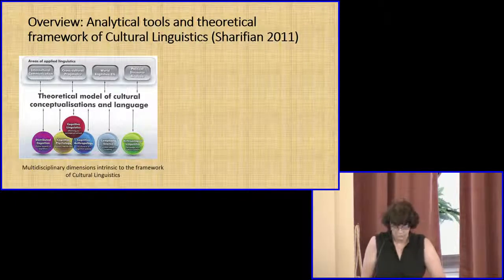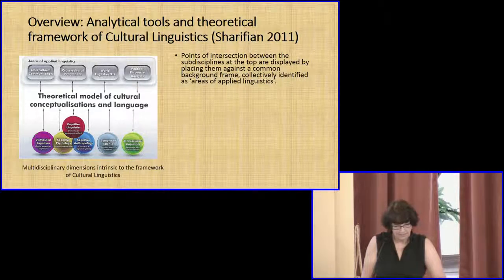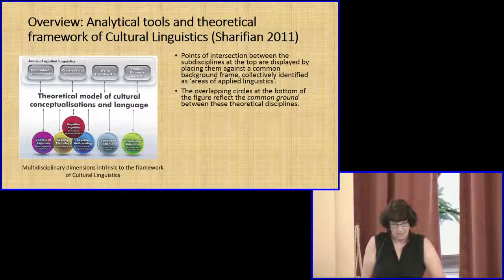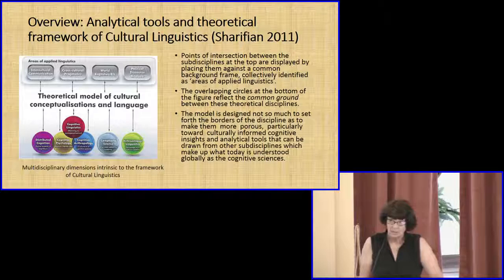Another diagram that I'm sure you've all seen shows the multidisciplinary dimensions intrinsic to the framework of cultural linguistics. We see the points of intersection of the subdisciplines at the top. We see the overlapping circles, which feature the common ground between the various theoretical disciplines. And we note that the model is designed not so much to set forth the borders of the discipline as to make them more porous, particularly toward culturally informed cognitive insights and analytical tools that can be drawn from other subdisciplines which make up what today is understood globally as the cognitive sciences.